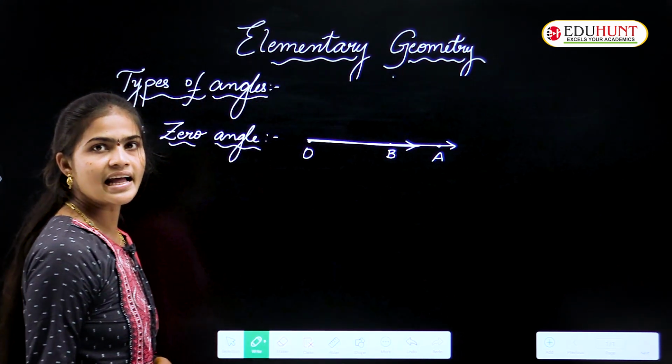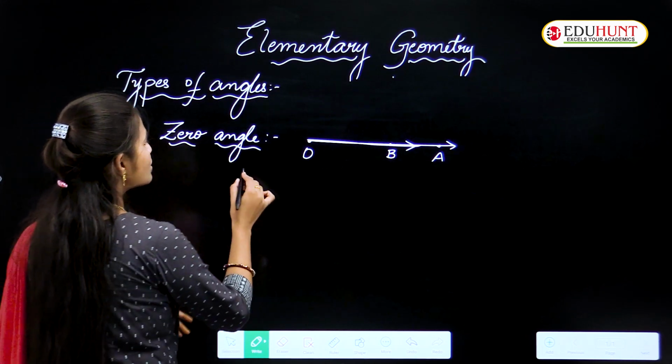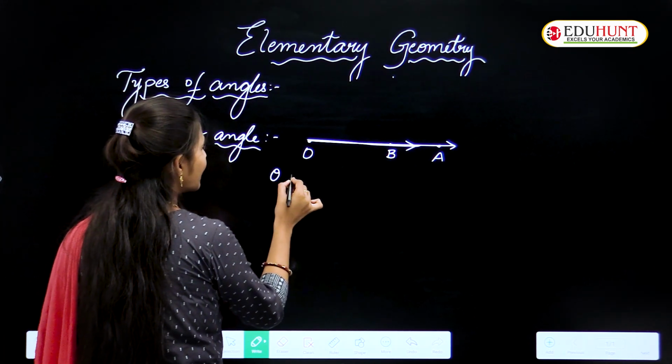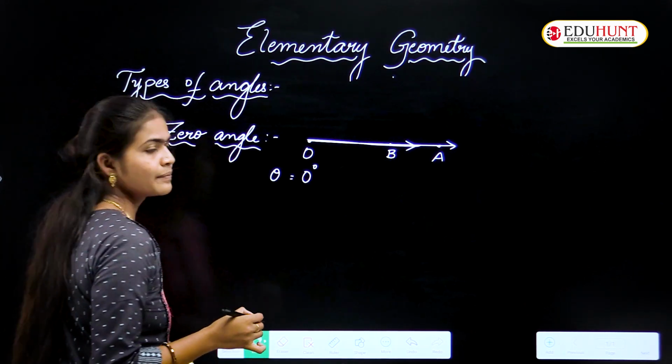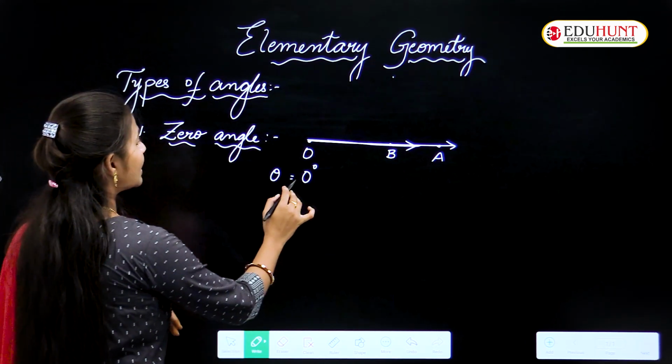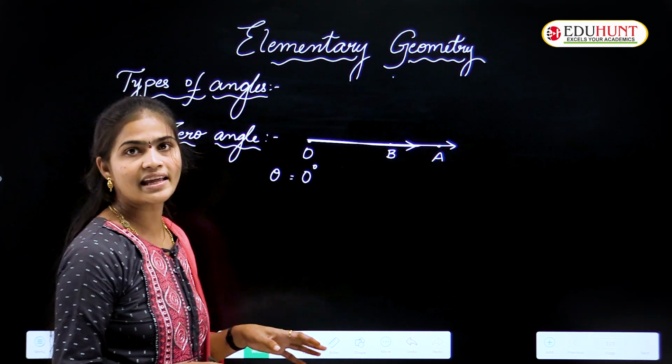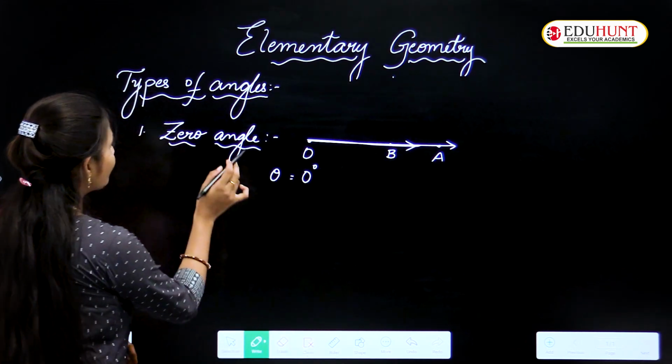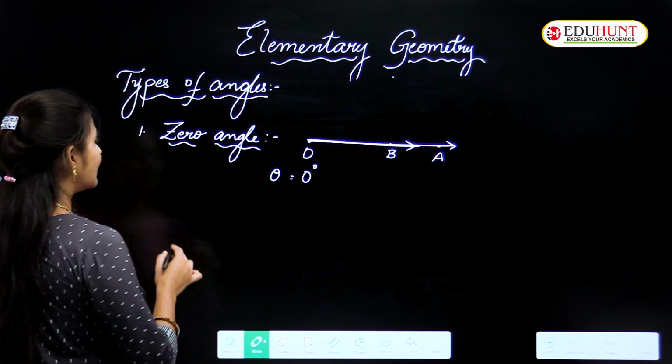Okay. So that is the diagram for zero angle. Here theta measures 0 degrees. I am going to consider theta as that angle, so theta is equal to 0 degrees. No angle will be formed here. That's why we call it zero angle.